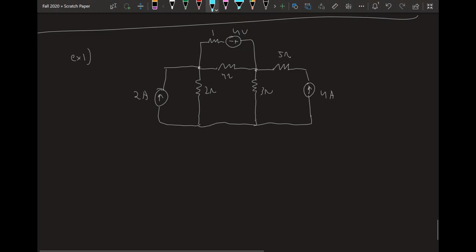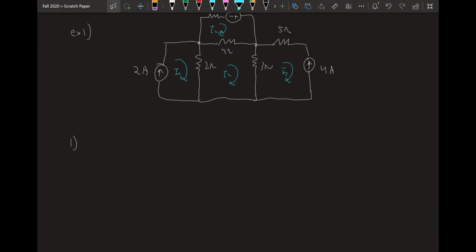Let's define our mesh currents now. So I'm going to say that this is I1, this is I2, this is I3, tiny, this is I4. Okay. Let's write our equations for each mesh. Let's look at mesh 1. Looking at mesh 1, we can see that I1 runs through the same branch as this current source, right? So if this current source is 2 amps and I1 is the same as that current source in that branch, I1 has to equal 2 amps.